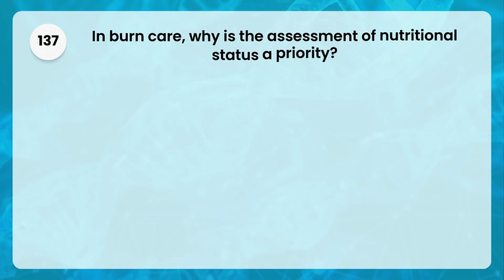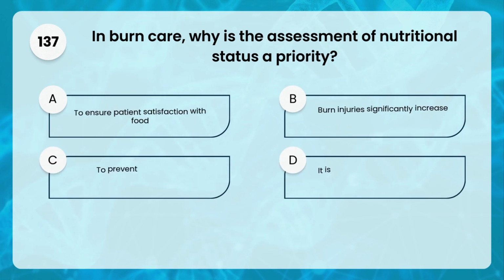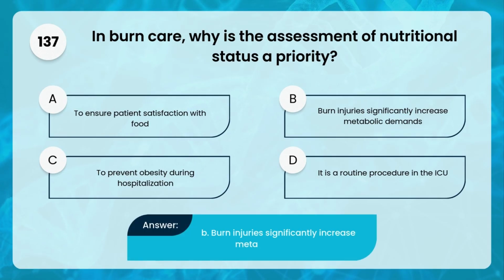137. In burn care, why is the assessment of nutritional status a priority? A. To ensure patient satisfaction with food. B. Burn injuries significantly increase metabolic demands. C. To prevent obesity during hospitalization. And D. It is a routine procedure in the ICU. The answer is B. Burn injuries significantly increase metabolic demands.